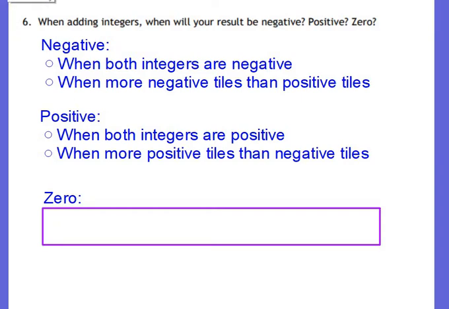And we didn't get a problem with a 0 answer, but raise your hand if you know how I could get an answer of 0. Yes, ma'am. When there is an equal amount of negative and positive tiles. That sounds beautiful. When there's an equal amount of positive and negative tiles.